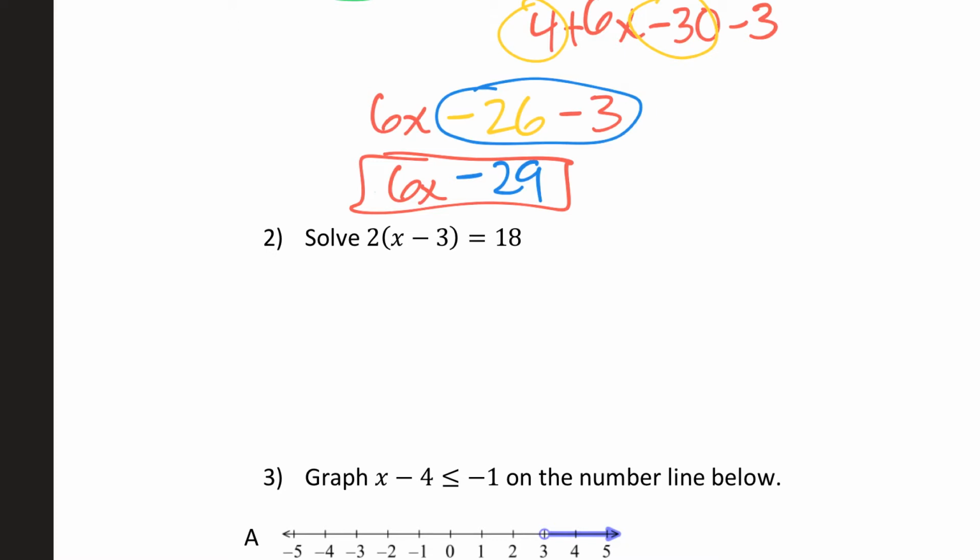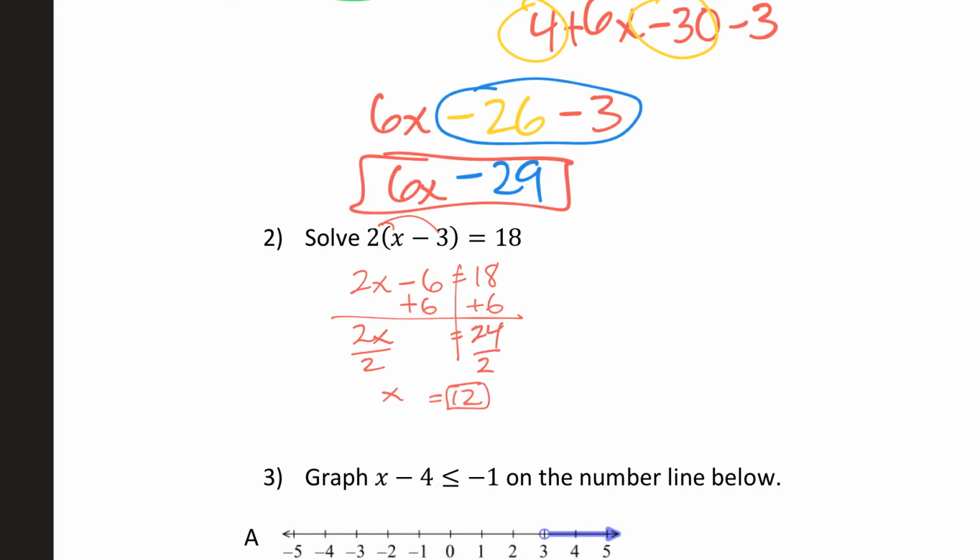First, I would probably distribute. Again, 2 times x is 2x. Minus 2 times 3 is 6, and that equals 18. Then I would add 6 to both sides of that equal sign. And 2x equals 18 plus 6. I believe that's 24. And then you divide both sides by 2, and x equals 12.